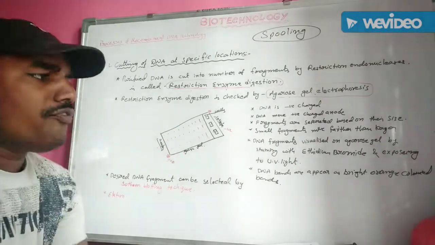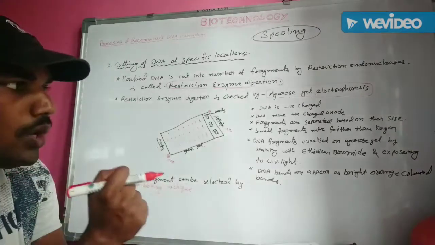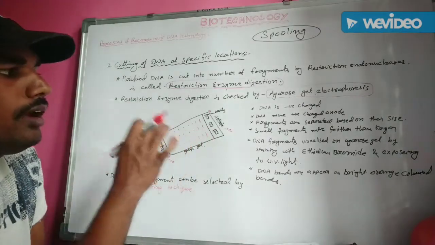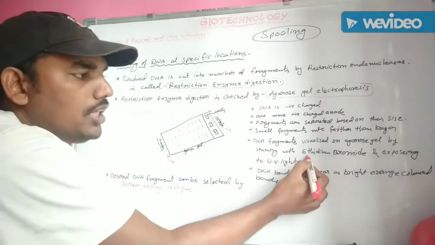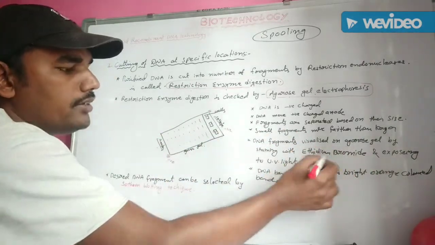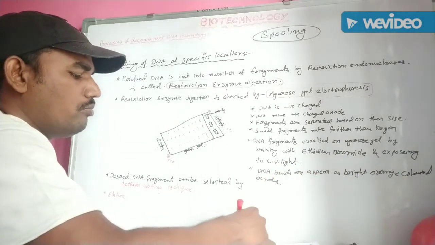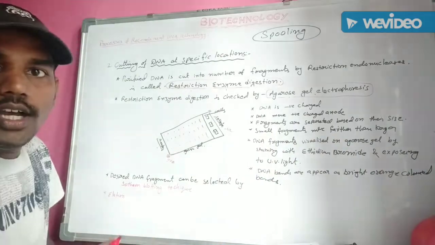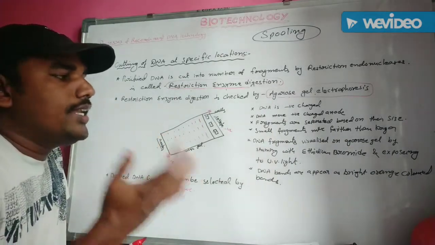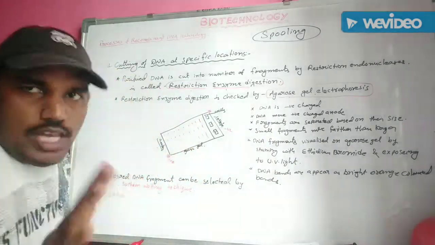The DNA fragments are visualized on the agarose gel by staining with ethidium bromide. Ethidium bromide is utilized to make the DNA visible in the agarose gel.